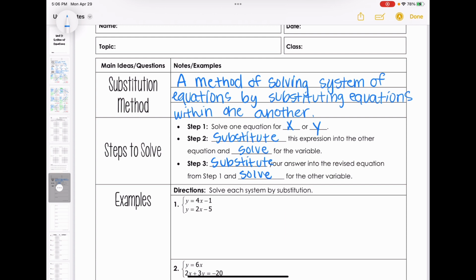Now, I know that seems really complicated, but as we go through and do some examples, it'll make a lot more sense. These steps you do not have to memorize. You can use your packet when you take the test. So you'll have these steps here, and then I also have the steps posted on my wall in the room. There's a poster over by the windows. That will also be up there when you take the test.